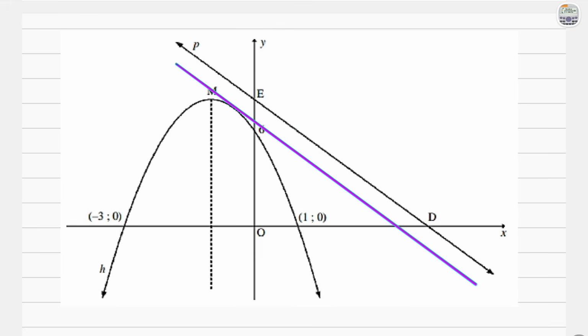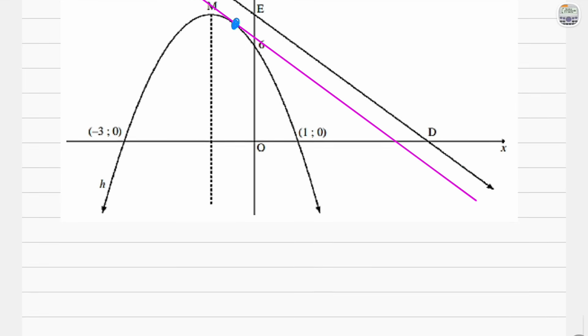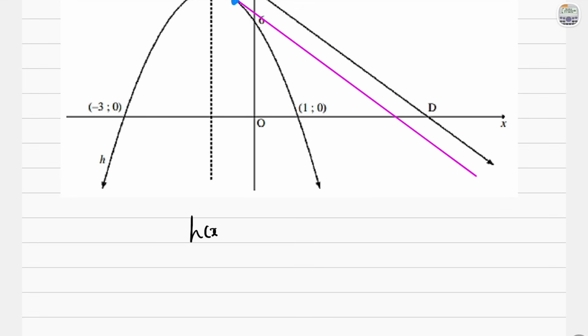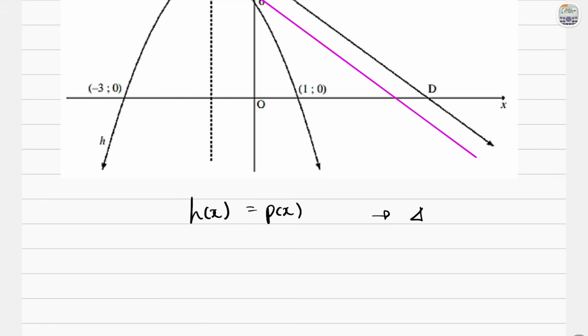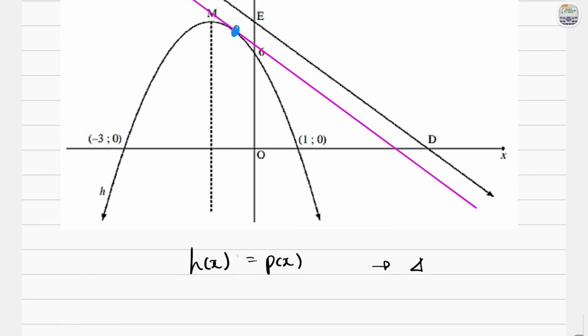If you shift it down until it touches the curve at one point, then it's a tangent. That's what we need to figure out. We cannot use calculus here, but think about the logic behind this. They do not intersect right now. We want them to intersect. So we take h of x and equate it with p of x. Then we manipulate the discriminant and ensure that they intersect at one point only. The only way to ensure that is to equate them and say the equation they form must have only one root.